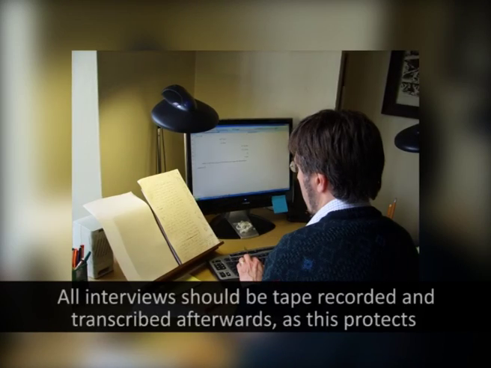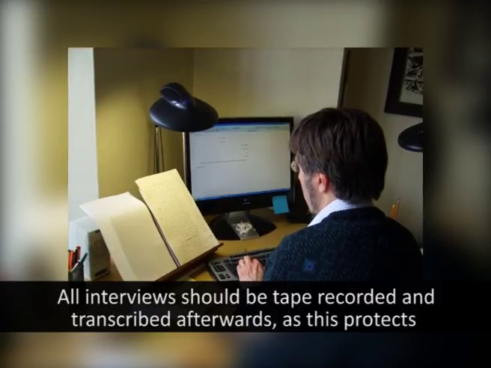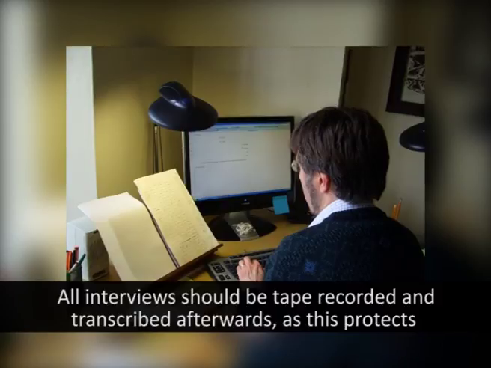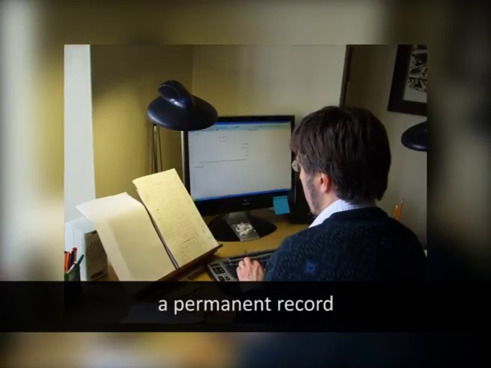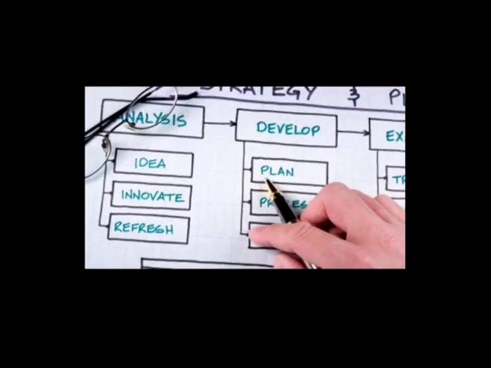All interviews should be tape recorded and transcribed verbatim afterwards, as this protects against bias and provides a permanent record of what was and was not said. It is often also helpful to make field notes during and immediately after each interview about observations, thoughts and ideas about the interview, as this can help in data analysis process.